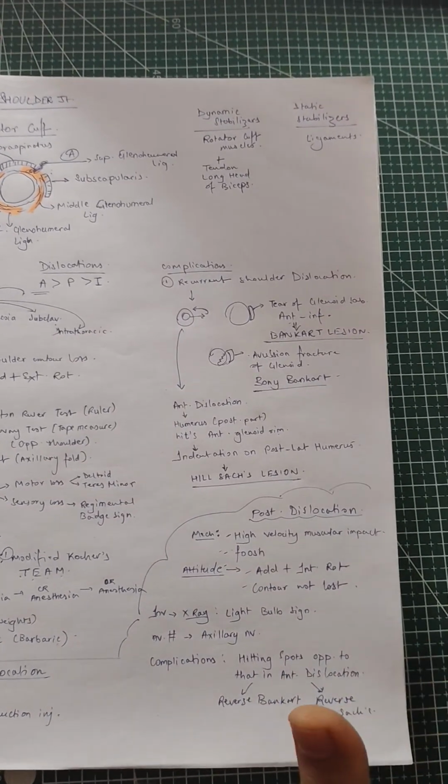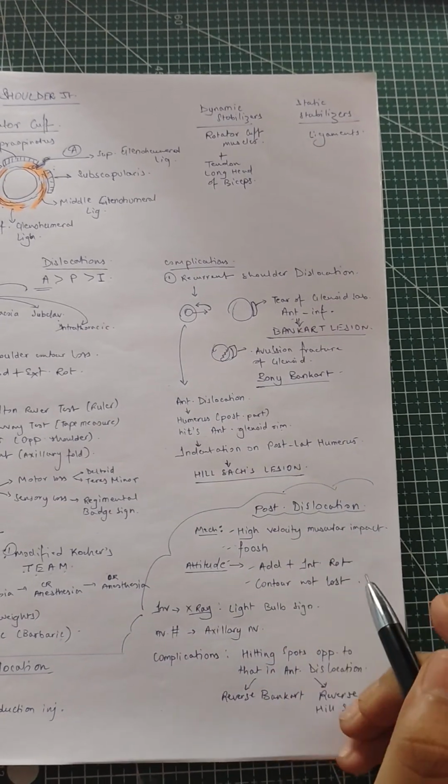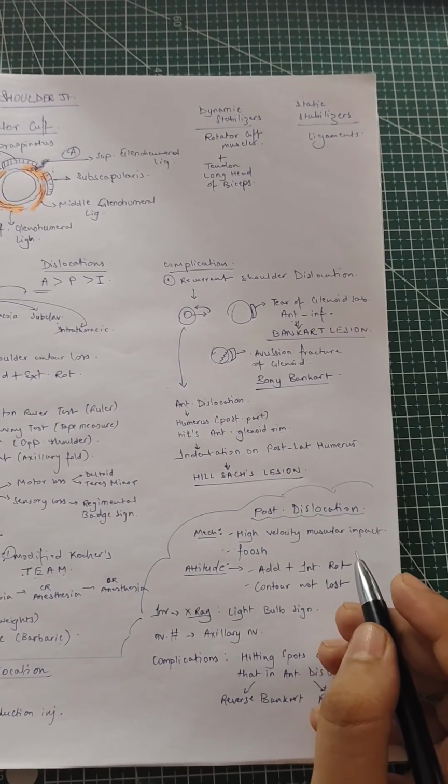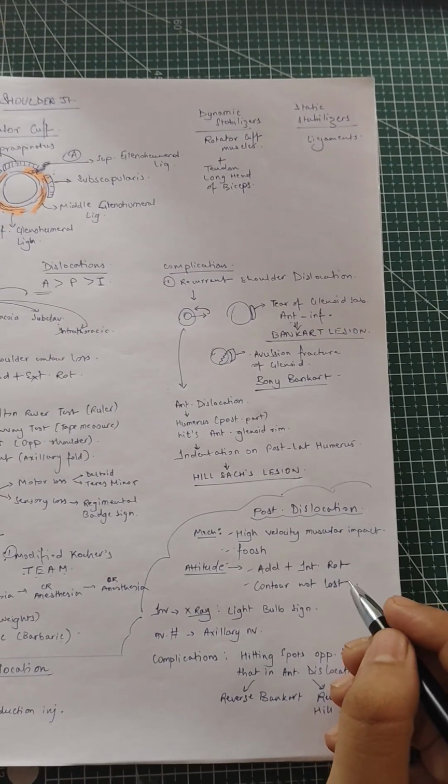The attitude here will be exactly opposite to that of the anterior dislocation. Here we will be having adduction along with internal rotation, and the interesting thing is that the contour will not be lost. In investigation, you send for an X-ray, obviously AP and lateral, and you'll find the classical light bulb sign in the AP view.